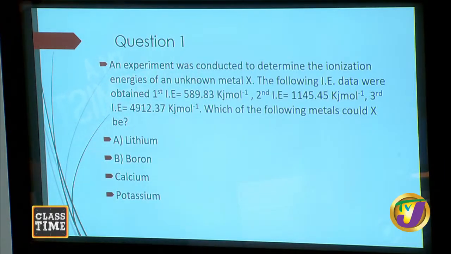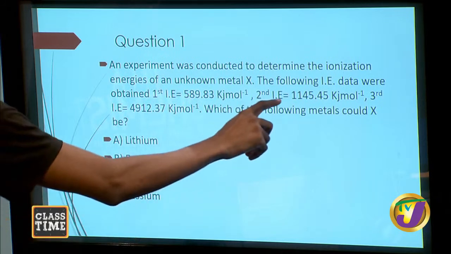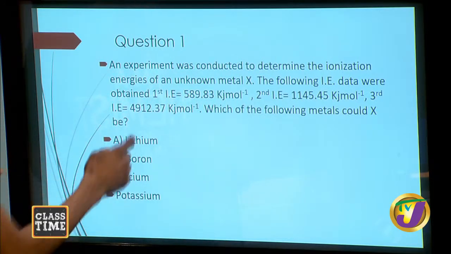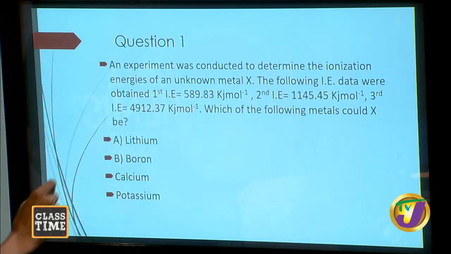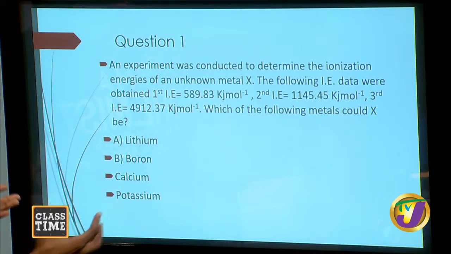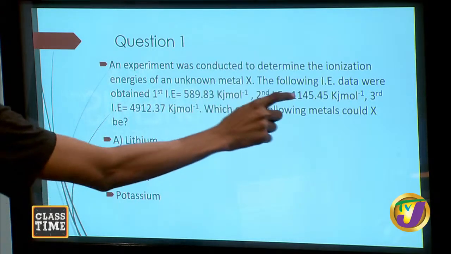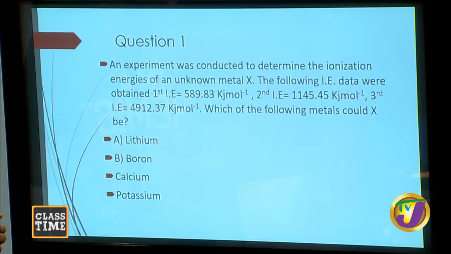Which of the following metals could X be? Now, this is how you would reason out this question. You'd look at this and say, okay, the first one was 589, the second one was 1,145, and the third was 4,912. You saw a big jump from the second to the third. So I would say to myself, okay, this looks like this electron was lost from something bearing a noble gas configuration. Therefore, this electron was lost from the previous energy level, the n-1 energy level. So therefore, these two electrons must have been on the valence shell. Therefore, this must be a group 2 metal. And the only group 2 metal here is calcium. So the answer there is calcium.